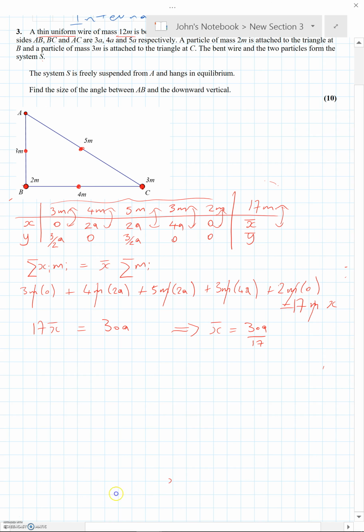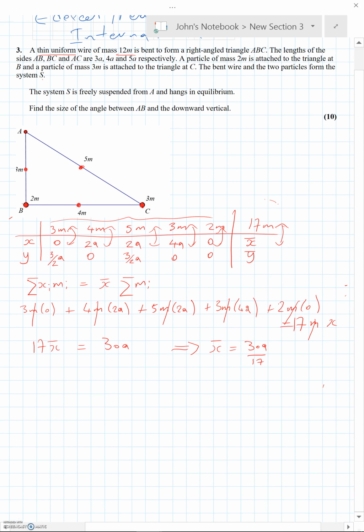Okay, and we can do the same for the y bar as well. We can say that for y bar, 3m times 3 over 2a, plus 4m times 0, plus 5m times 3 over 2a, plus 3m times 0, plus 2m times 0, equals 17m y bar. Again, the m's will cancel.